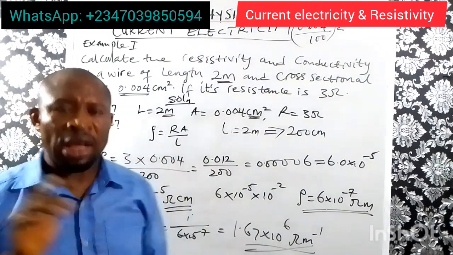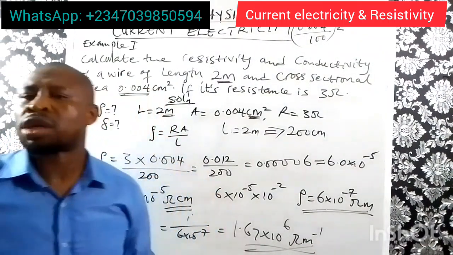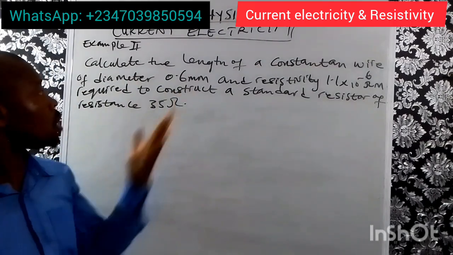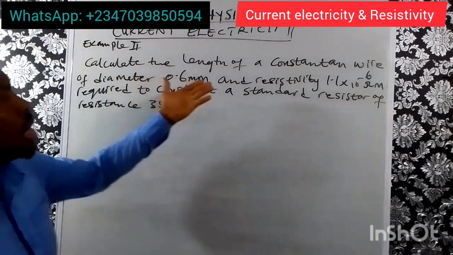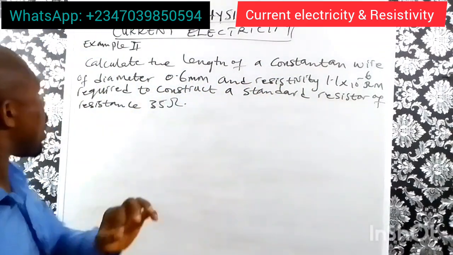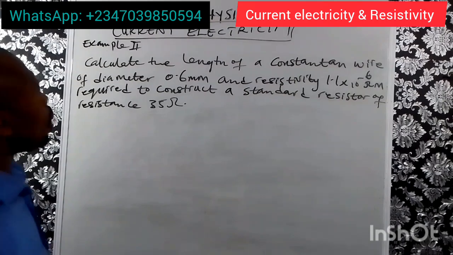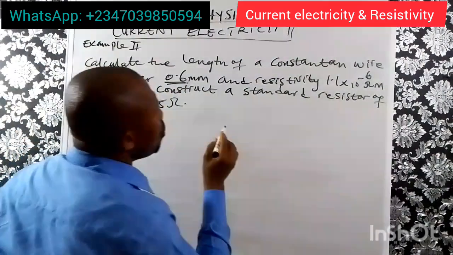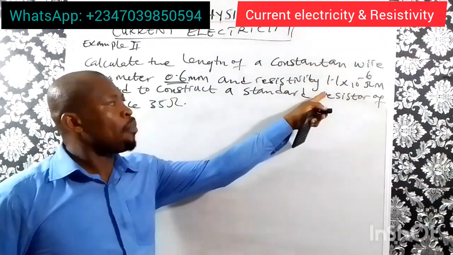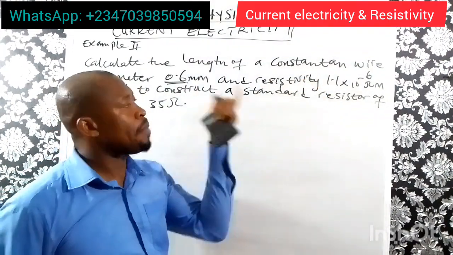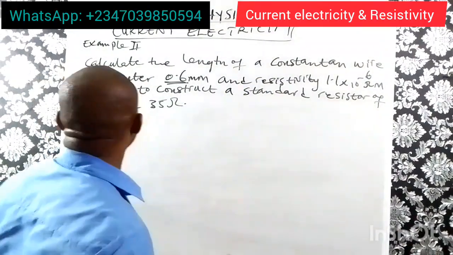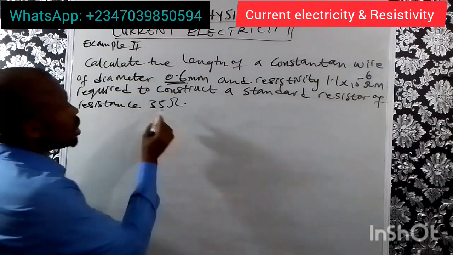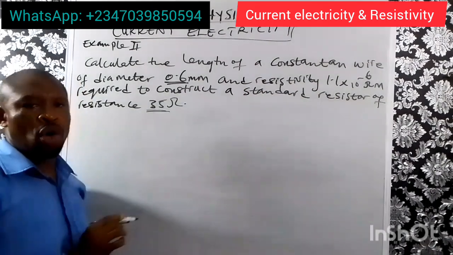Okay, now let us take another question. Now we have this question on the board. Calculate the length of a constantan wire of diameter 0.6 millimeter and resistivity 1.1 times 10 raised to the power minus 6 ohm meter, required to construct a standard resistor of resistance 35 ohms.